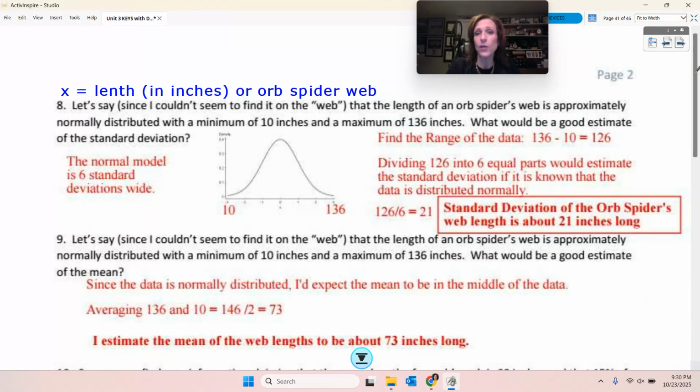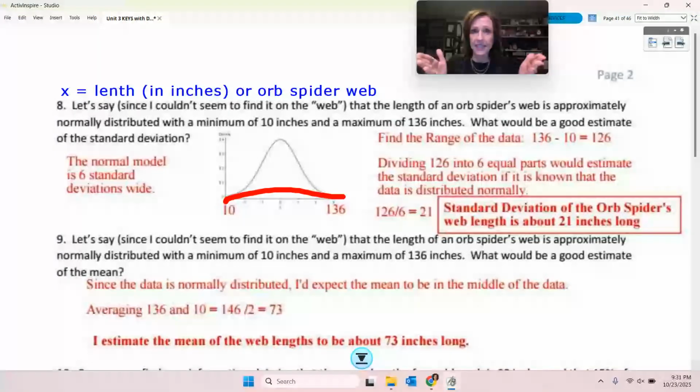All right, so here we have the length of orb spiders. The interesting thing about this one, number 8, was that it took some common sense to figure out, which I don't have any, so it was kind of interesting to come across this and figure it out. The idea is that in the normal model, 99.7% of data is within 3 standard deviations below and 3 standard deviations above. So it's a total of 6 standard deviations wide.